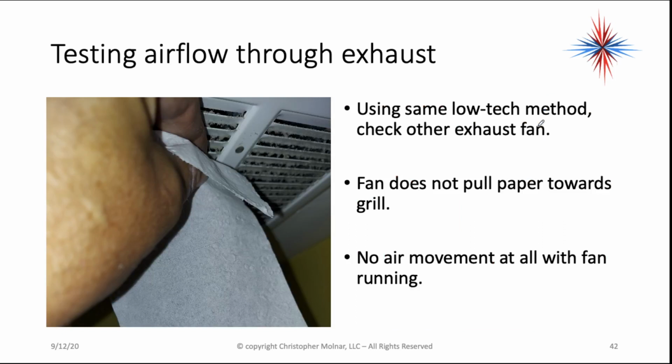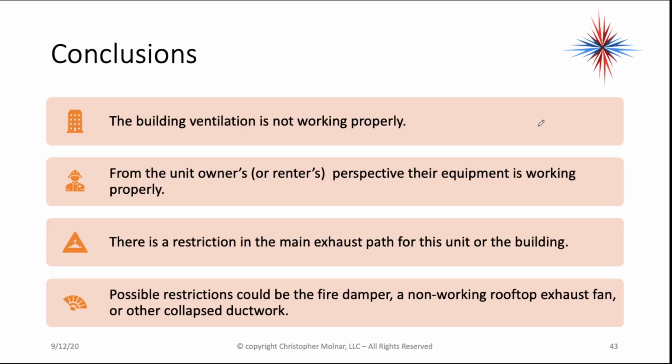Use the same low-tech method to check the exhaust in any other rooms where there's exhaust. In this case, I found the fan does not pull paper towards the grill. There's no air movement at all with the fan running, and no air movement at all with the fan turned off. So, at this point, we can make some conclusions. The building ventilation is not working properly.